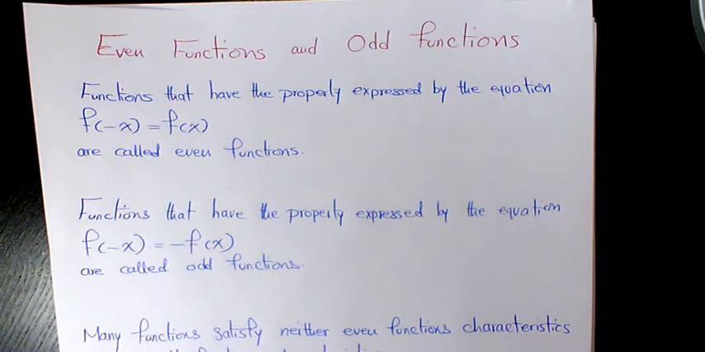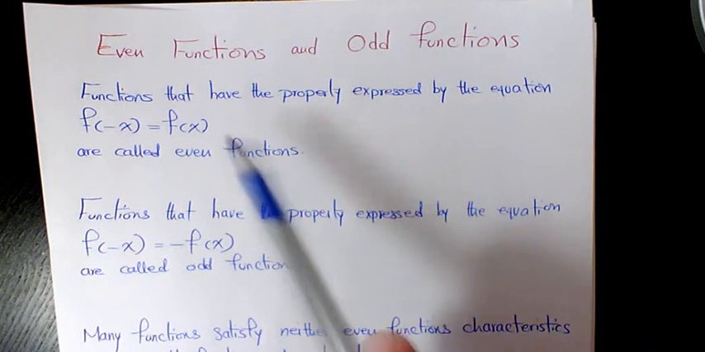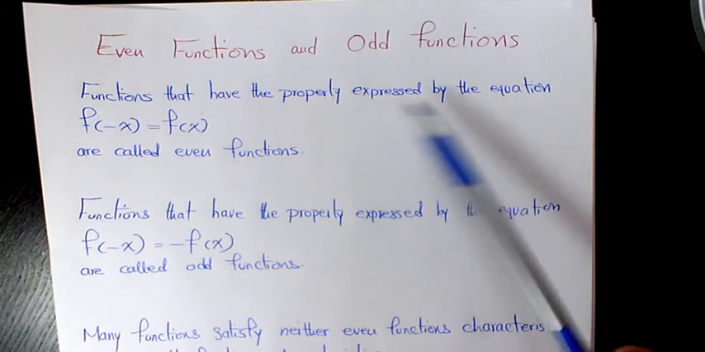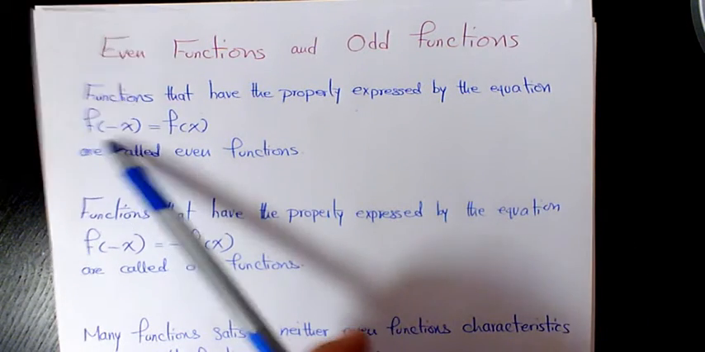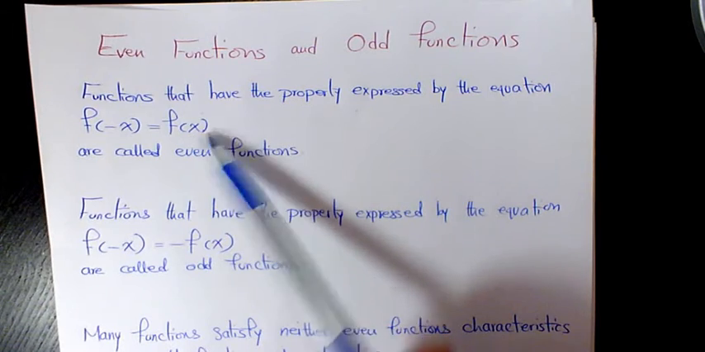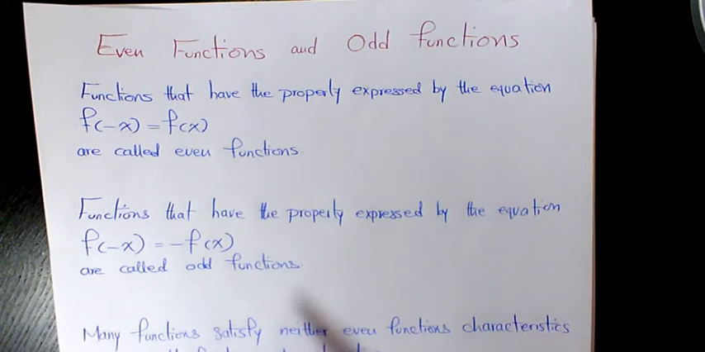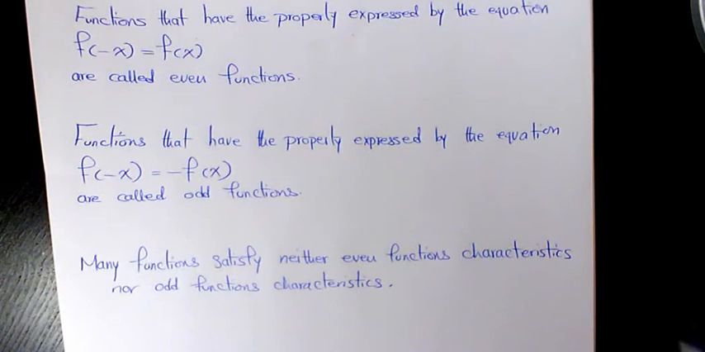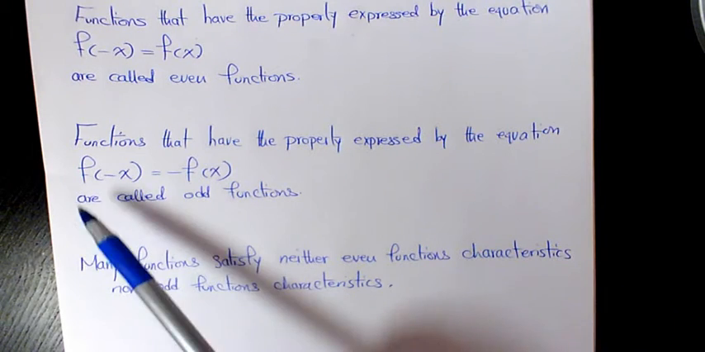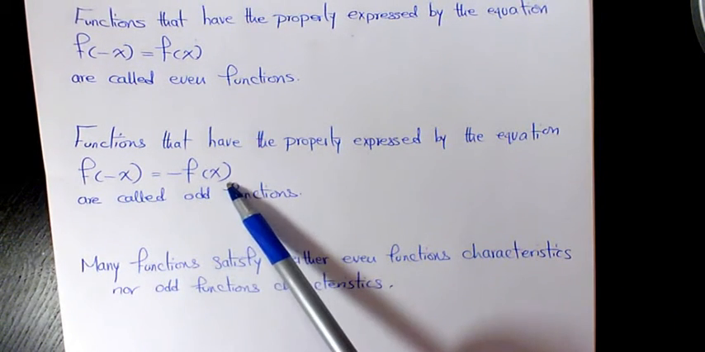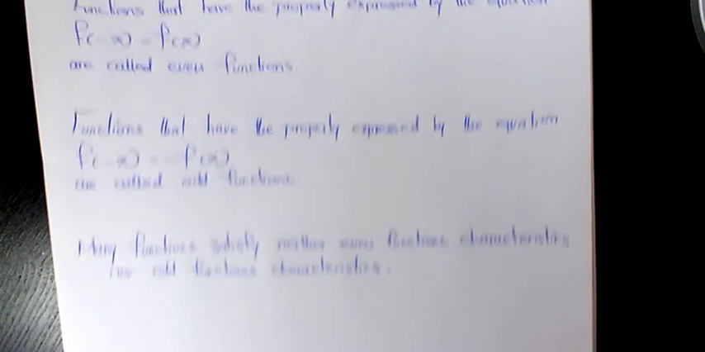Welcome to another video. In this video I want to talk about even functions and odd functions. So let's take a look at the definitions first. Functions that have the property expressed by the equation f of negative x equals f of x are called even functions, and functions that have the property expressed by the equation f of negative x equals negative f of x are called odd functions.